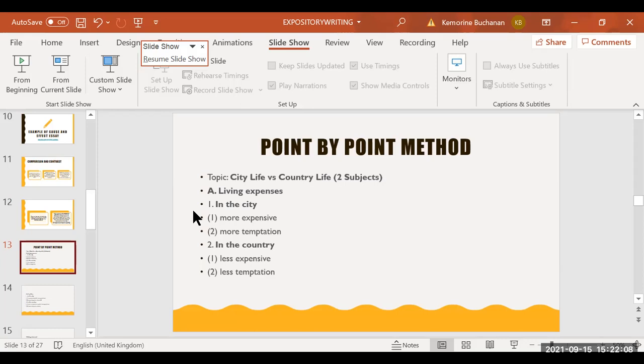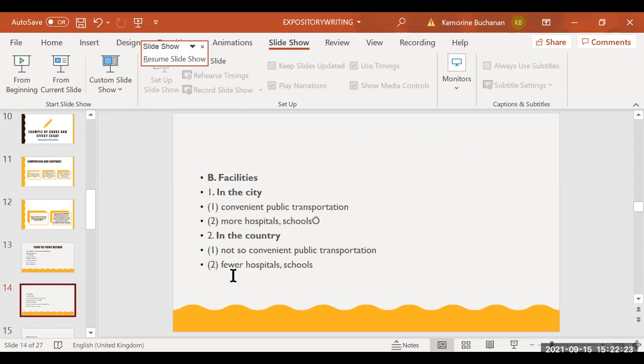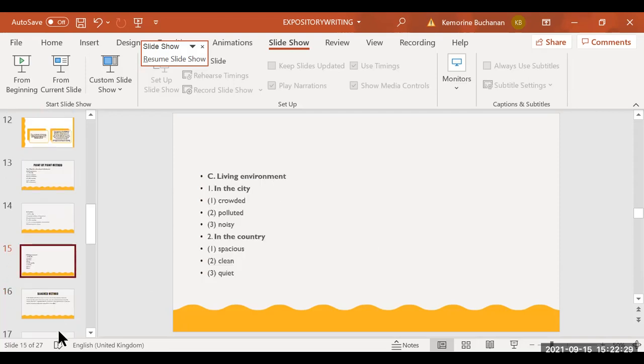So the point-by-point method is we're going to look at city versus country life. And we're going to look at the points. So we're looking at living expenses. And then we're going to talk about in the city. We're going to talk about in the country, right? That's point by point. Then we're going to look at facilities. And we're going to look at facilities in the city, facilities in the country. Then we're going to look at living environment. We're going to look at living environment in the city, living environment in the country, right? That is point by point. So for every factor, you're going to give the comparison and the contrast related to that particular factor.